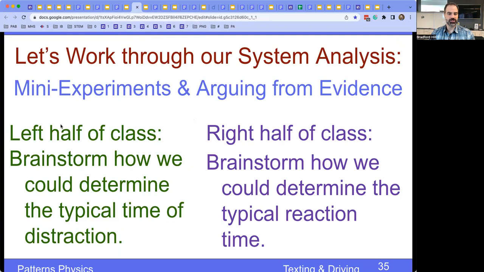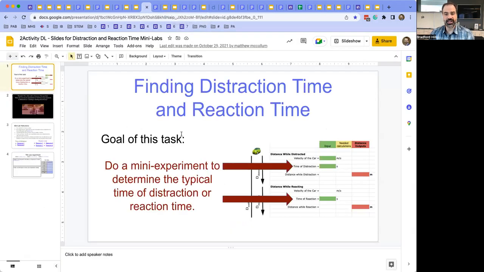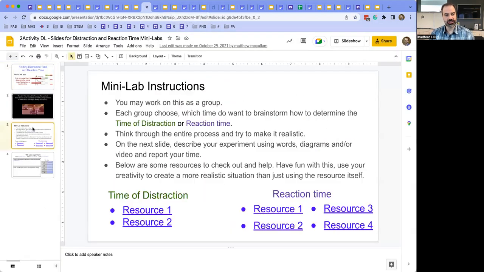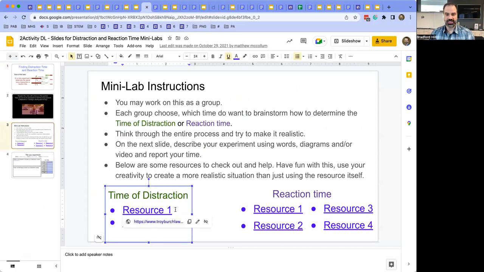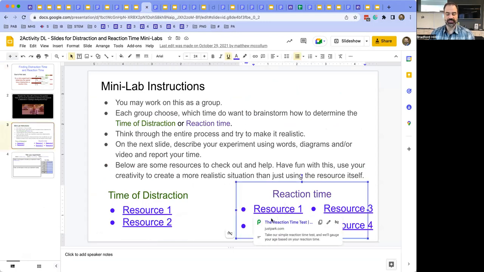And it's something really simple, like left half of the class, you figure out distraction, right half, reaction. And we want this as open-ended as possible. It's fun. They pull up driving video games and try to text at the same time. But if you want structure and it's the first time, we do have a little bit of structure, and you can go down and there are some resources. There are various driving games that they can play, and even some apps that do a reaction time test.